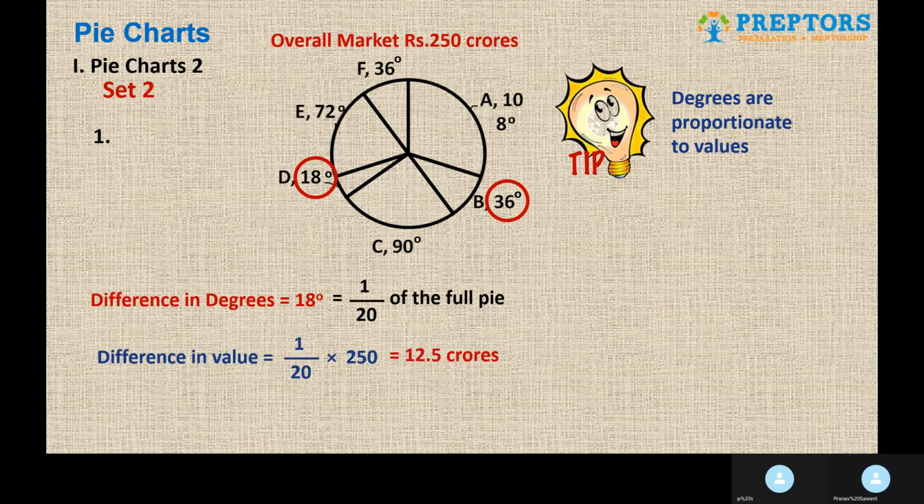Now, difference in degrees is 18. That is 1 by 20 of the full pie. And the actual market share is 250 crores. So 1 by 20 into 250 is 12.5 crores. Hence 12.5 crores is the answer.